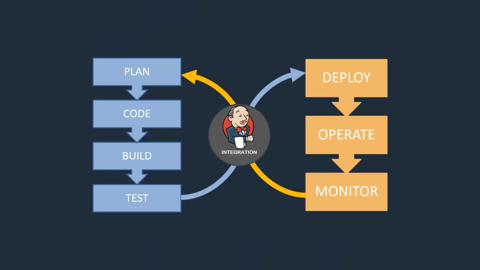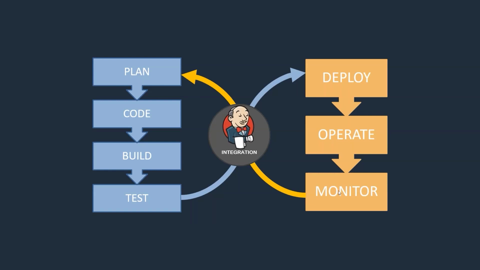Now, why are people using Jenkins? Because Jenkins is able to deploy, operate, and monitor. And also, once the plan is done, developers are going to develop the code. From here, it is going to take it. It is able to take the code, build it and test it, then deploy it, operate and monitor. All this stuff it is going to do.